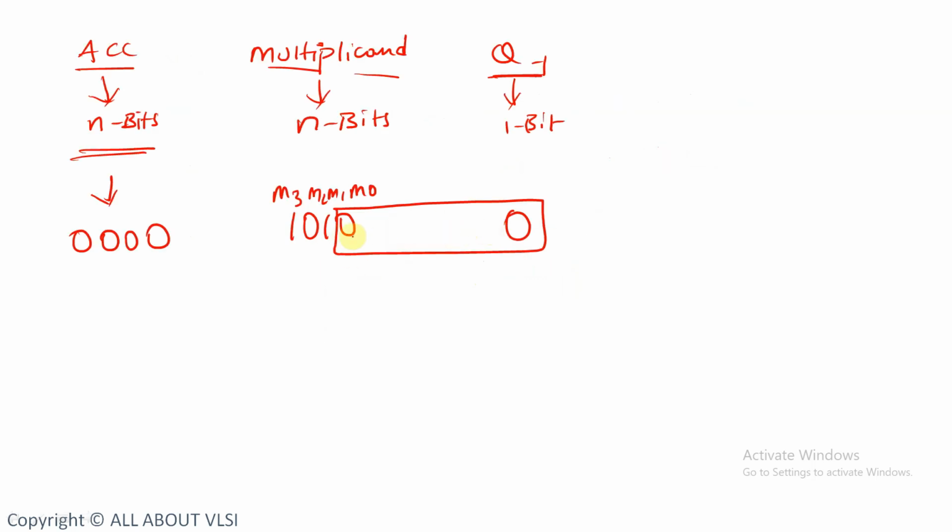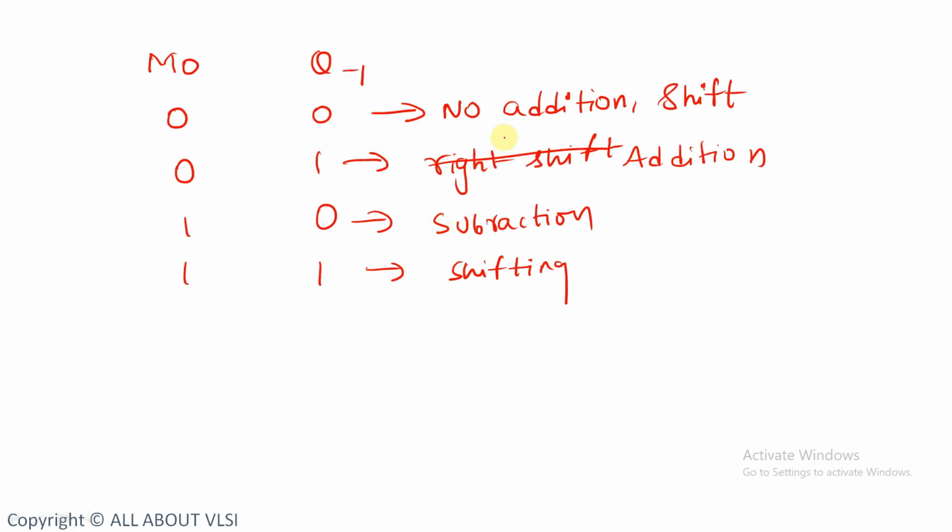By considering these two bits, we decide which type of operation we should do, whether it is a shifting operation without any addition, or an addition operation, a subtraction operation, or a simple shifting operation. In the first case and the last case, only shifting is done, no addition, no subtraction. Whereas in the case of 0 1, simple addition is done, and in the case of 1 0, subtraction is done. After performing subtraction, we should also perform shifting. That is mandatory.